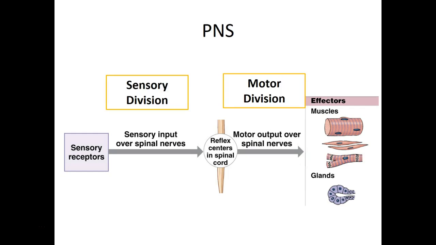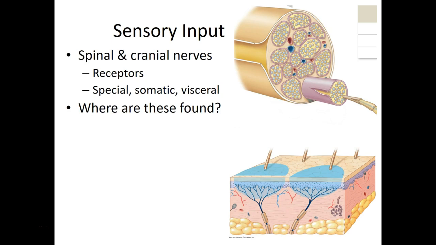Right? So remember, we have the sensory division and the motor division, and the effectors can be skeletal muscle or any type of muscle or glands. So sensory input can come in through all of these different types of nerves. So we have receptors, various types, that detect various types of stimuli. So we have receptors that are detecting stretch and pressure and different chemicals, also temperature and so forth.